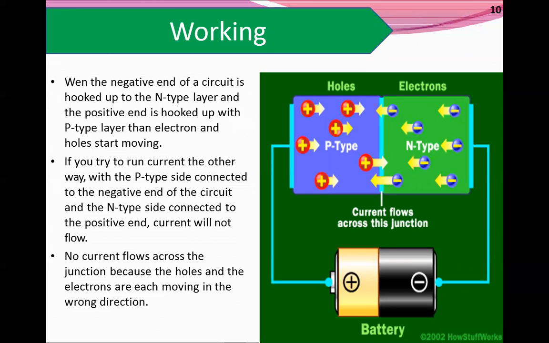This is the working of LED. How the working is done in LED is represented in the diagram. Here, the negative end of a circuit is hooked up to the N-type layer, and the positive end is hooked up to the P-type layer. Then electrons and holes start moving. If you try to run current the other way, with the P-type side connected to the negative end of the circuit and the N-type side connected to the positive end, current will not flow. No current flows across the junction because the holes and the electrons are each moving in the wrong direction.